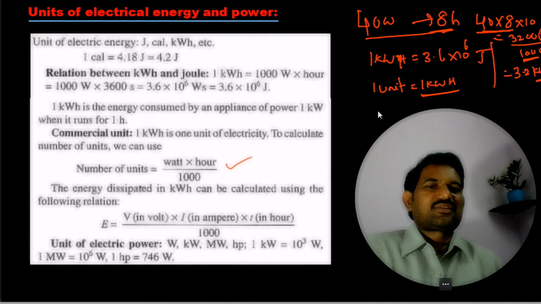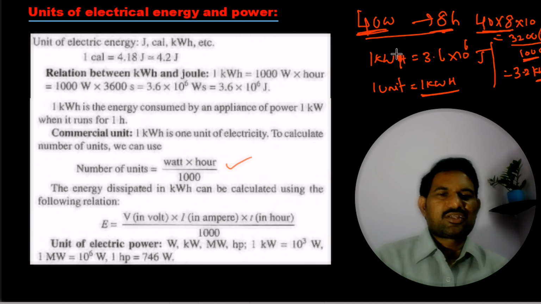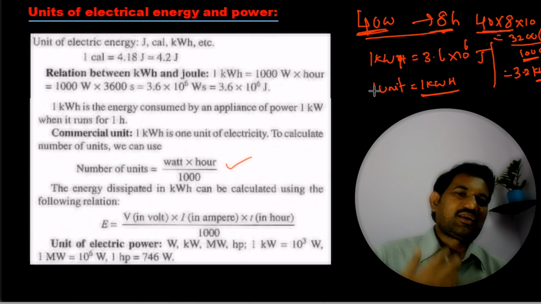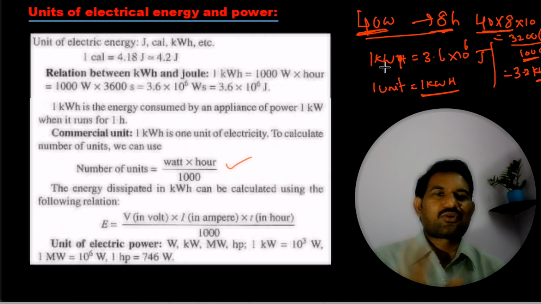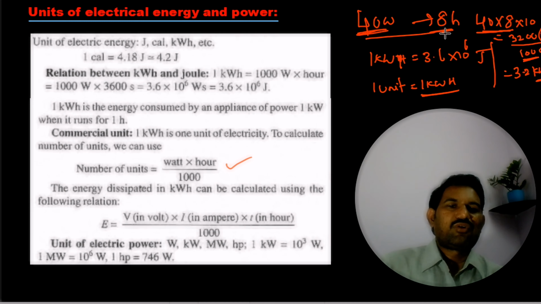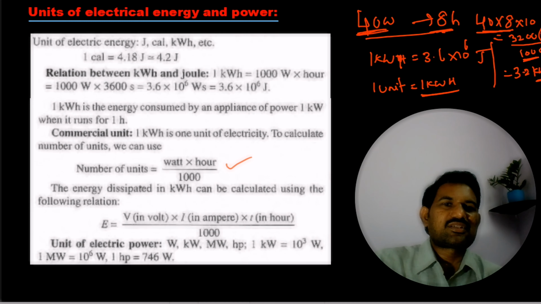Suppose a refrigerator is given with a rating of 2000 watts, then 2000 into how many hours it is consumed per day, which they will also mention. Suppose it is used for 20 hours a day, or if it is running continuously, then you can consider 24 hours. Keep the time in hours only, so that first if you multiply these two, you will get watt hours, right?